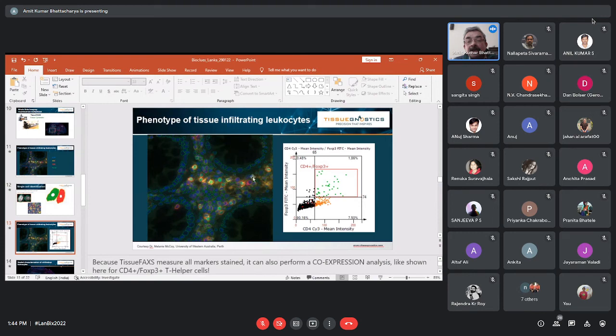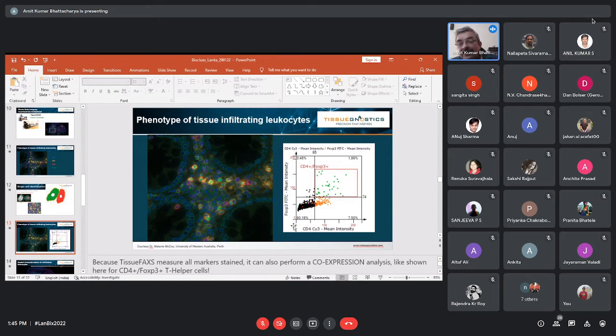So now we come back to our slide, and we find that we have now identified the different cell types based on their DNA staining. We know the total number of cells, and of these, how many cells are, for example, CD4 positive or CD8 positive or FOXP3 positive. Now, this is data which is taken from cells.